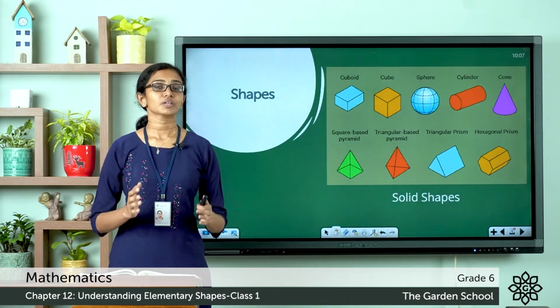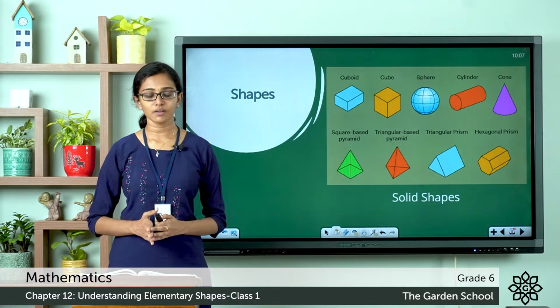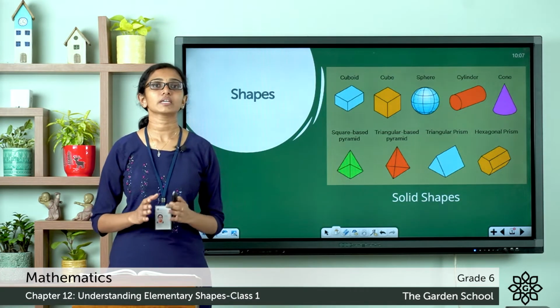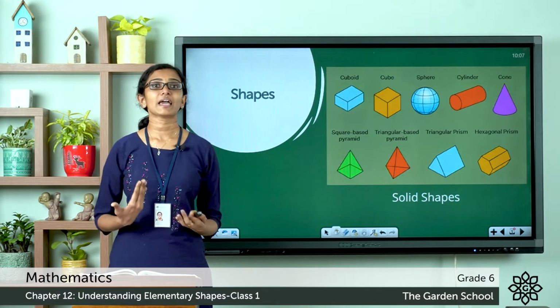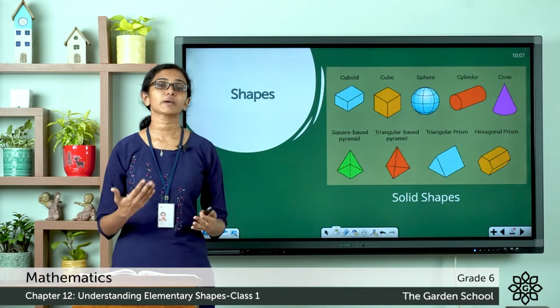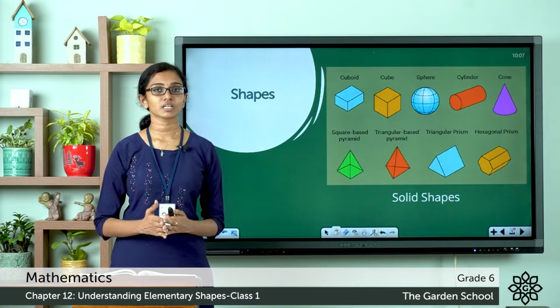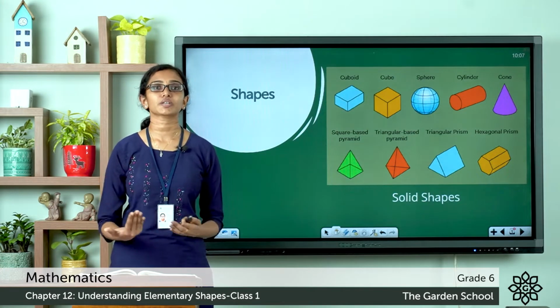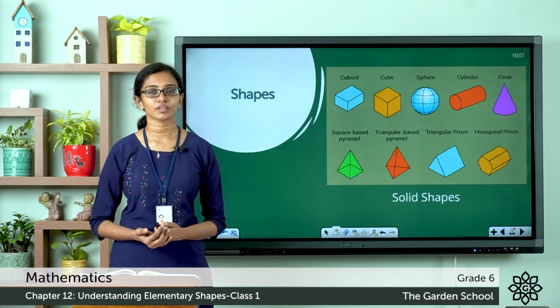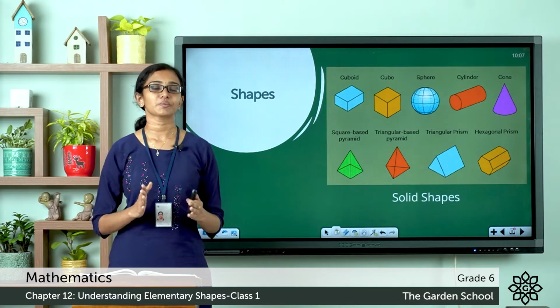Now today we are going to start a new chapter in maths. This is chapter 12, understanding elementary shapes. Now what do you mean by elementary shapes? Elementary means the basic, the very basic. So elementary shapes means the basic shapes which we can use to construct all the different shapes around us. So let's have a look at the elementary shapes or the basic shapes around us.